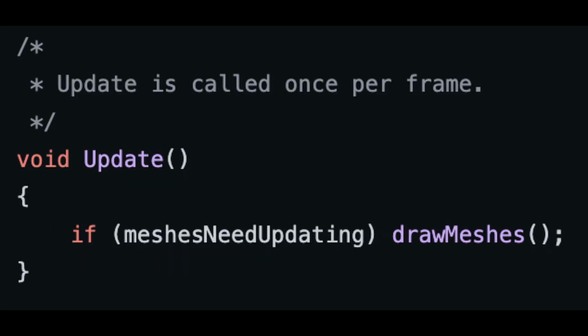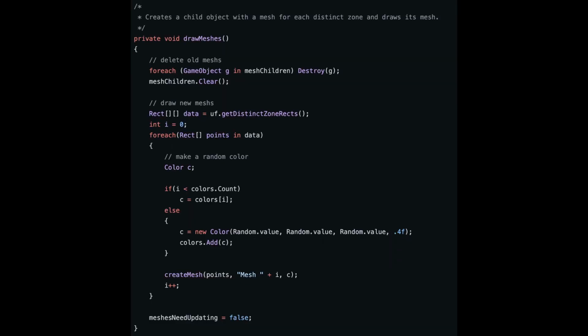Finally, the last piece in our puzzle is actually drawing the meshes that represent the rects to the screen. We're using a boolean that is set to true every time a change to the data structure is made, which is then picked up in update, and a method is called to draw a new mesh for every distinct area in the data structure, which, as you'll recall, is represented by a unique root value.